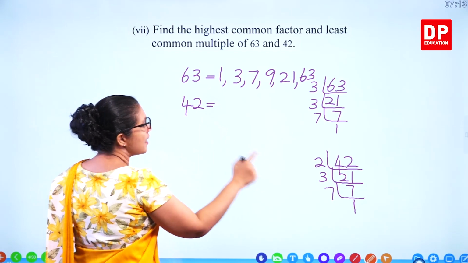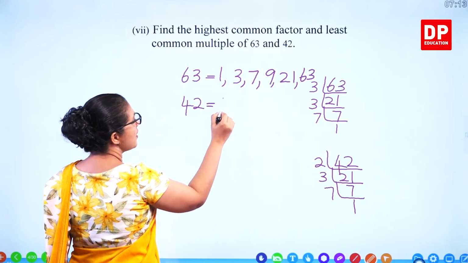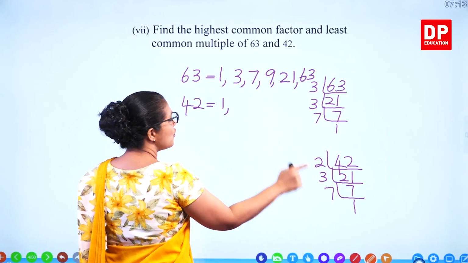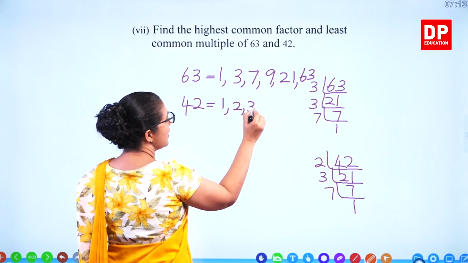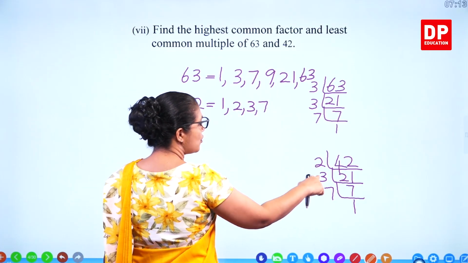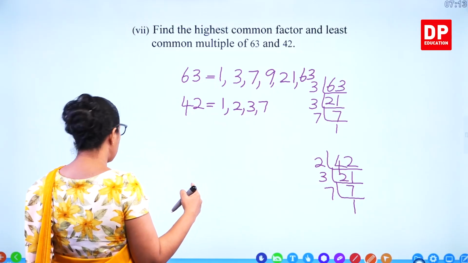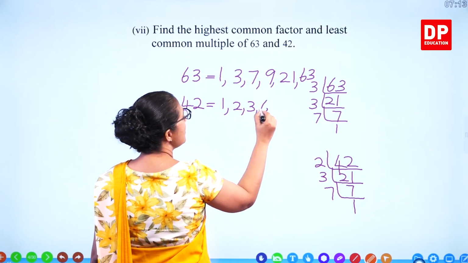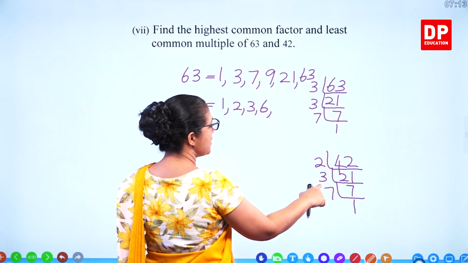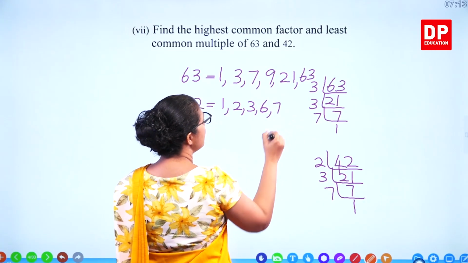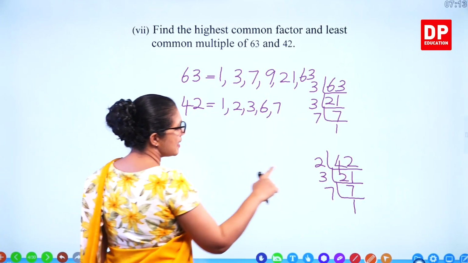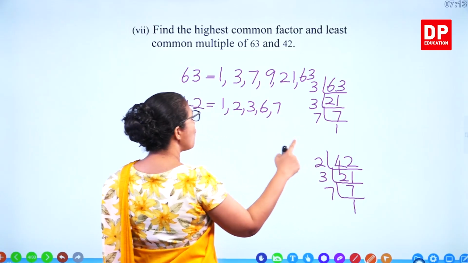If we take 42, what are the factors? 1 is always a factor. Then 2, 3, 7. And 2 times 3, 6 is also a factor. So you can write before 7, 6. 2 times 3, 6. And then 7. What else? 7 times 2, 14.